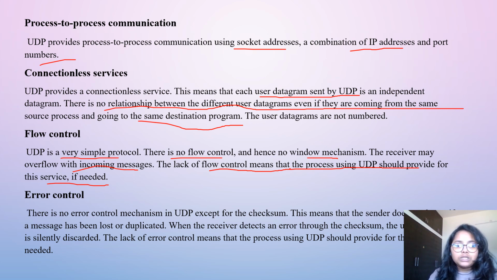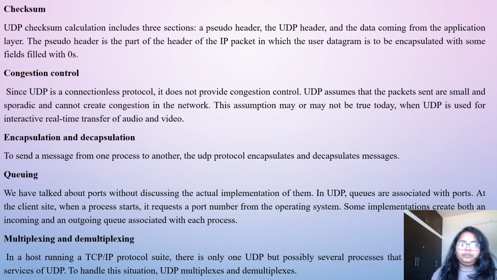Error control. There is no error control mechanism in UDP except for checksum. This means that the sender does not know which message has been lost or duplicated. When the receiver detects an error through checksum, the user datagram is silently discarded. The lack of error control means the process using UDP should provide error control if it needs it.